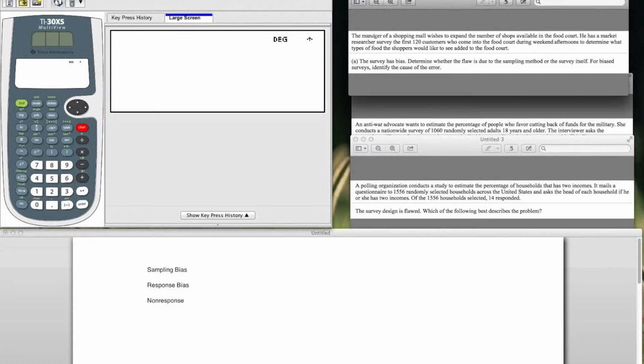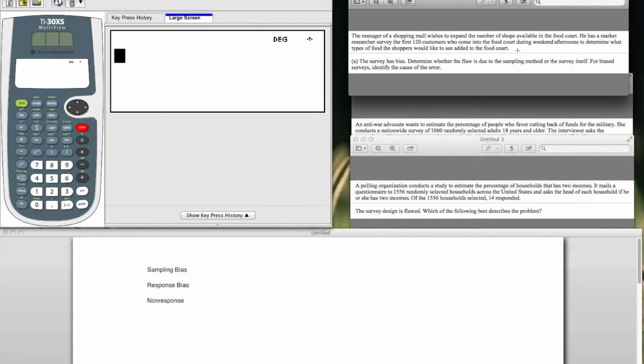So the first question: the manager of a shopping mall wishes to expand the number of shops available in the food court. He has a market research survey the first 120 customers who come into the food court during the weekend afternoons to determine what types of food the shopper would like to see added to the food court.